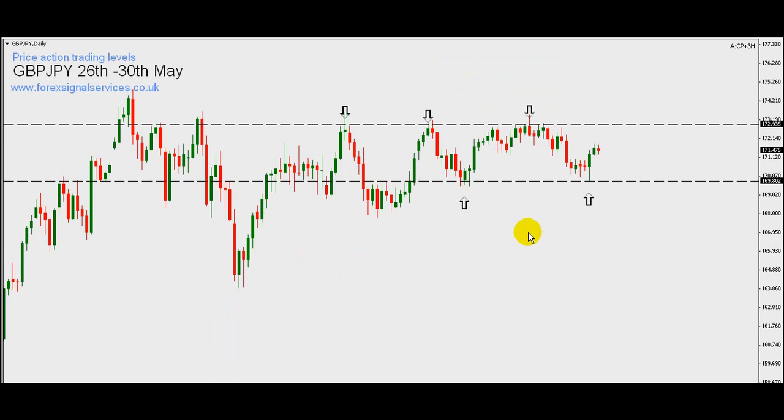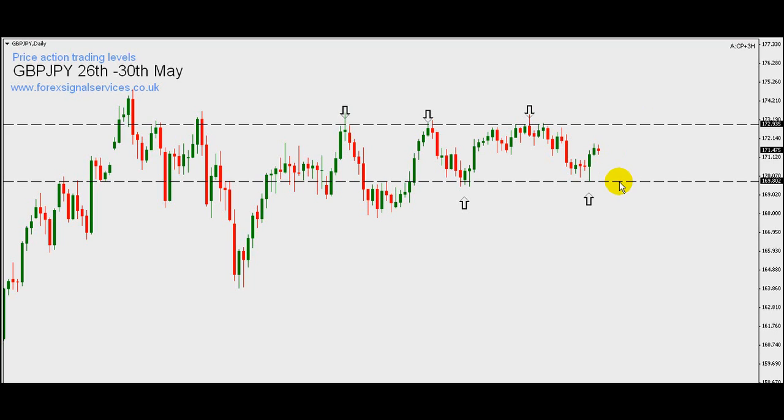GBP JPY, you can see here apart from this little drop here, it has been sat in a range between 169.80 and 172.935. So obvious points to look at is the 172.935 level. If we come up to here, then look for a bearish price action candle to come back down. If we break it, then look for a break, retest before we go long using a bullish price action candle.